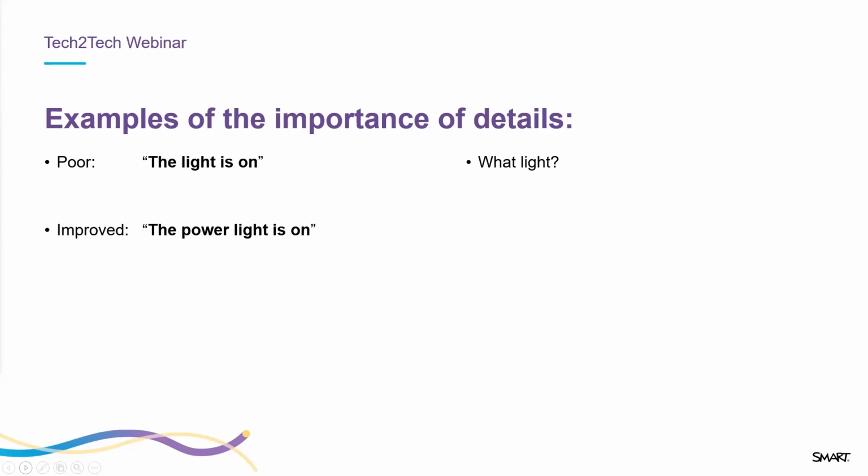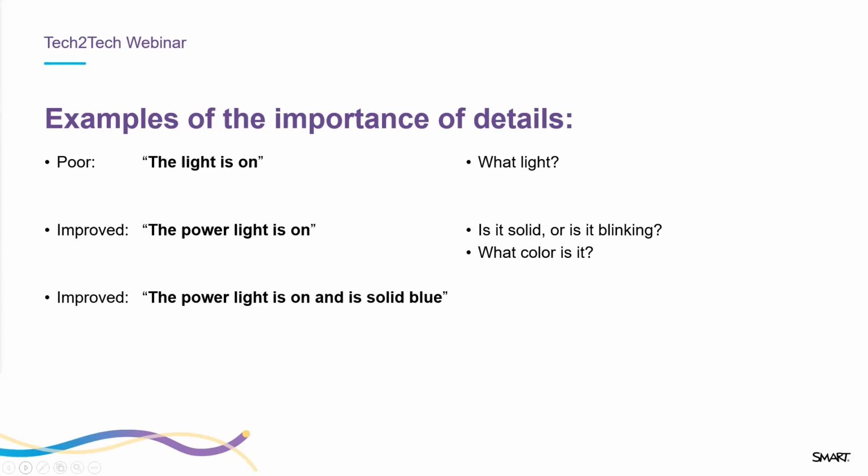This is greatly improved over the first statement, but it also begs the question of, okay, we know that lights can be different colors and they can also blink for different statuses. So is the light solid or is it blinking? And what color is it? An even better statement would be the power light is on and it's solid blue. This is a fantastic statement because immediately, if you're talking to someone in Smart's technical support teams, they might say something like, blue is an unusual color. That specific product can't produce blue light.